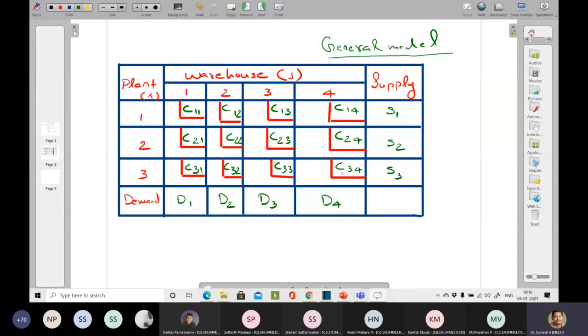transportation table. So C34 means cost of transporting 1 unit from plant 3 to warehouse number 4. Okay. Now, what will be the next one?